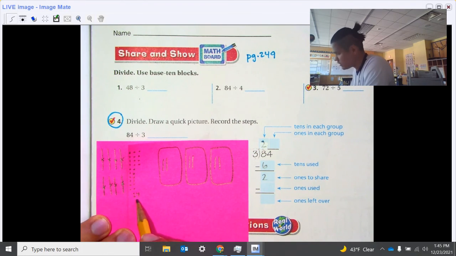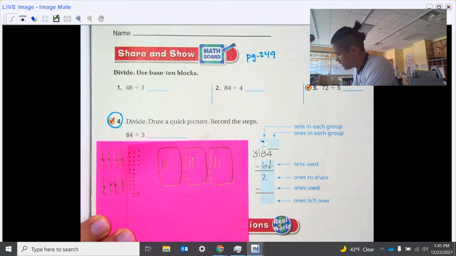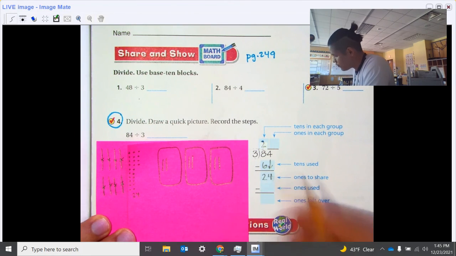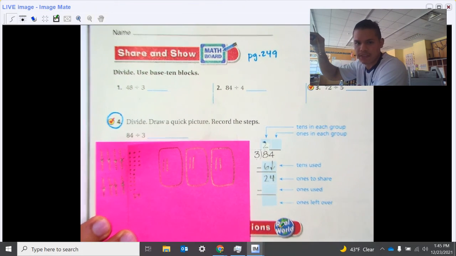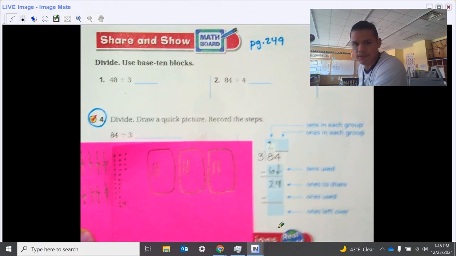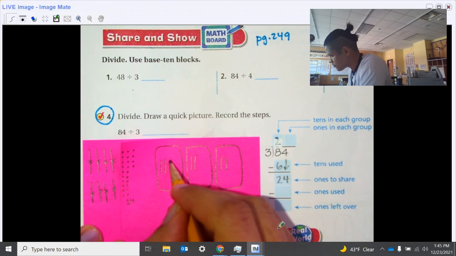So I have 24 ones, and look at what happens over here. If I bring down the 4 in the ones place, now I have 24 ones to share, just like that. Okay, 24 ones to share. And I know it's kind of hard to see with the glare. Sorry about that. So 24 ones to share. So let's go ahead and share those.